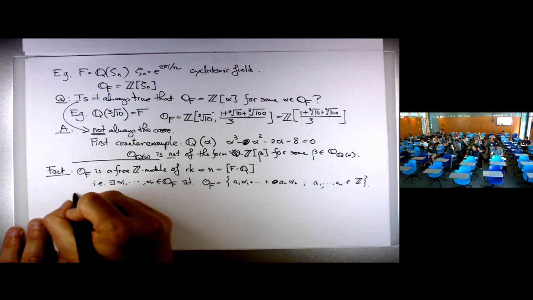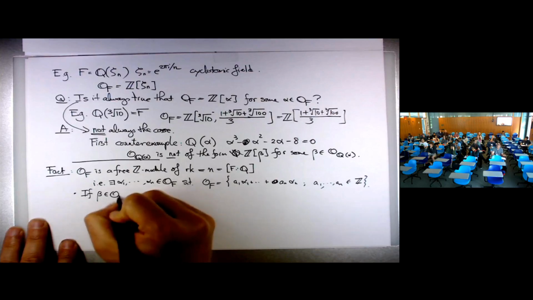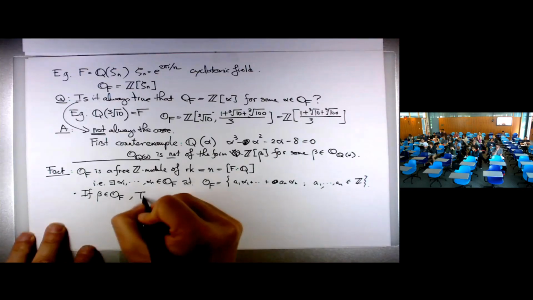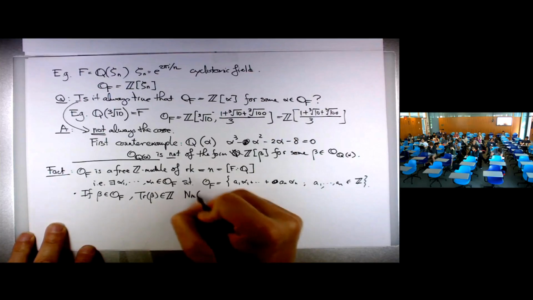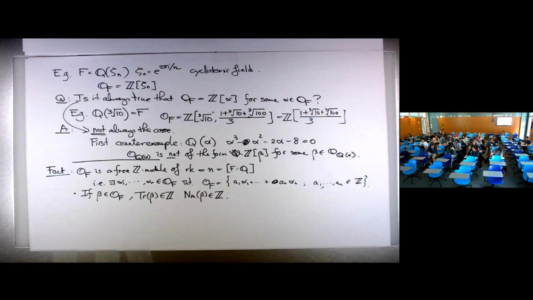And also, there's another fact: earlier on we said that the norm of an element in the number field belongs to Q. Now, if beta is in the ring of integers, then the trace of beta is in Z, and the norm of beta is also in Z. Okay? So are there any questions?